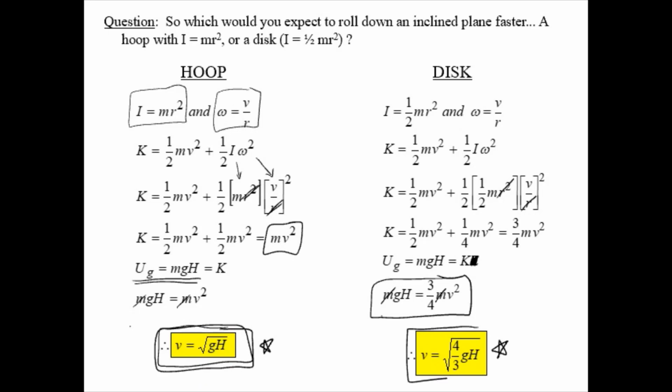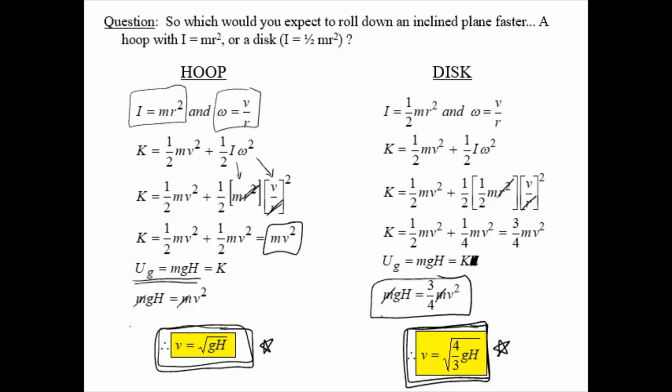And notice that that is a larger number. Square root of 4/3 gh is a bigger number than square root of gh. So the disk is going to end up moving faster, side to side. It's moving faster down the road at the bottom of the hill than the hoop is. The disk will beat the hoop down the hill.